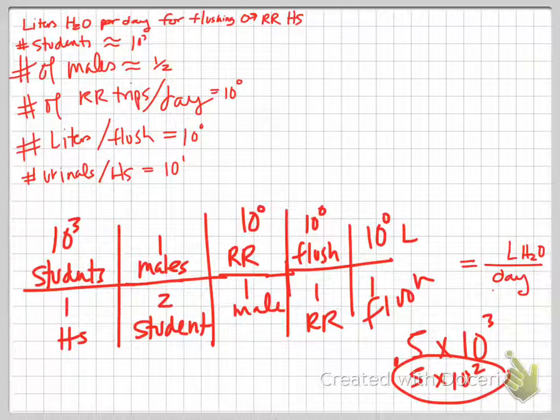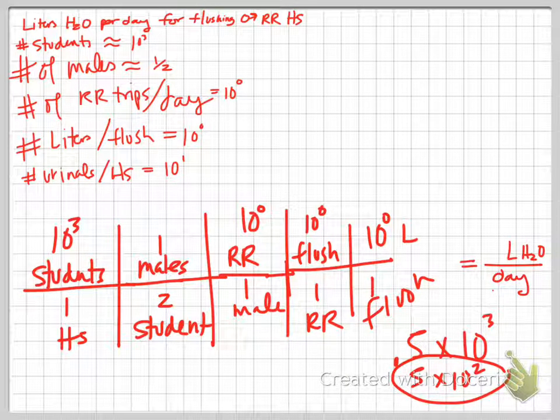We still get about 500 liters of water per day used just for flushing the urinals. Yeah, we didn't need to know the number of urinals because we know the number of flushes. Now, that said, there are Fermi problems like this where you can start from a couple different places. We could have started from the number of urinals and how often those urinals get flushed.